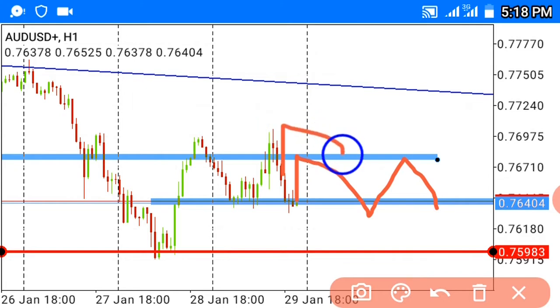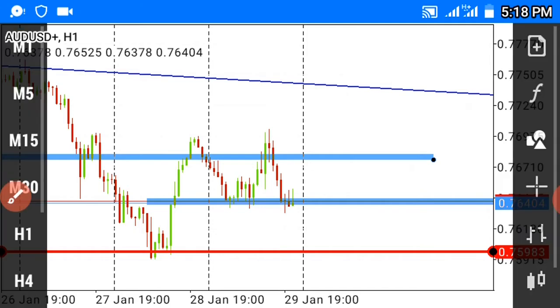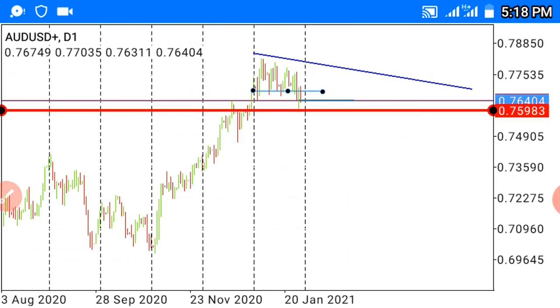Once you see the confirmation, the candlestick, the weak rejection, then it goes straight to that trend line. That will be our TP1. I hope you knew how I got the trend line. Let me show you how I got the trend line.